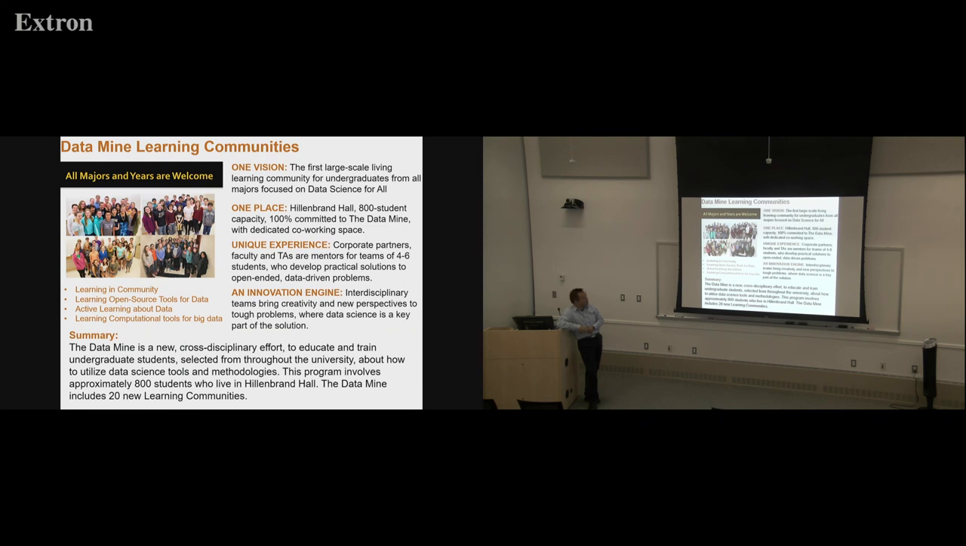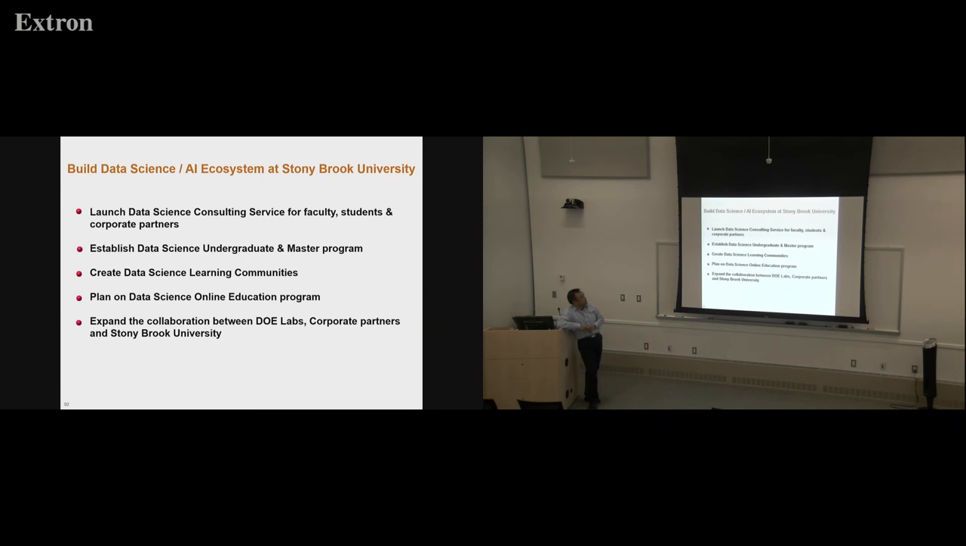and also learn all these computation tools together. So I think if I have the opportunity to come here, I can help build the data science AI ecosystem at Stony Brook. I can use my experience launching a data science consulting service for faculty, students, and corporate partners, establish data science undergraduate and master's programs, and also create a data science learning community here, and plan things such as a data science online education program.